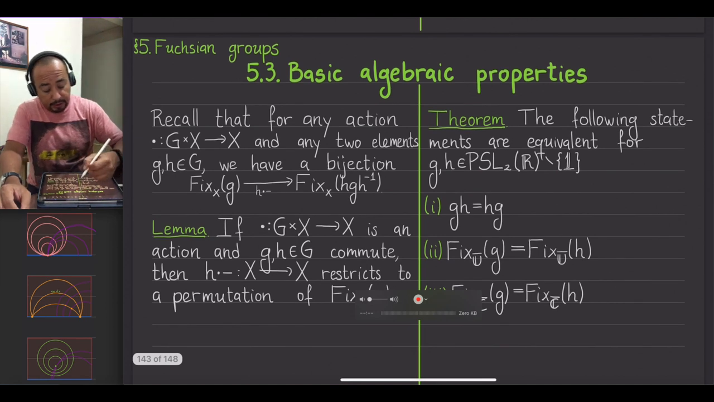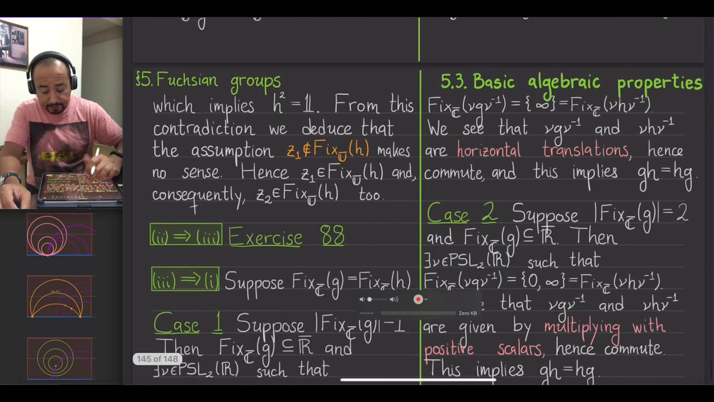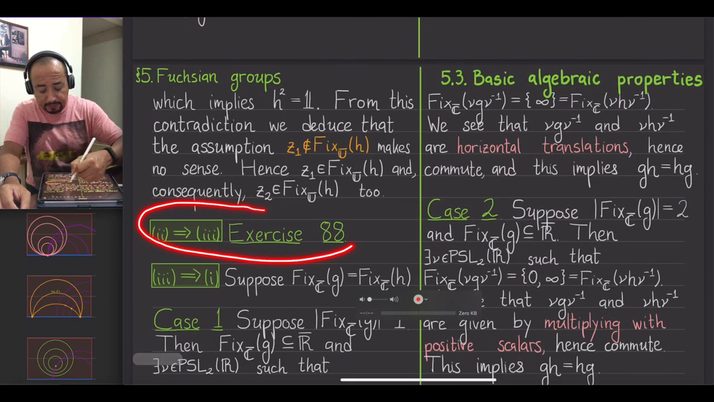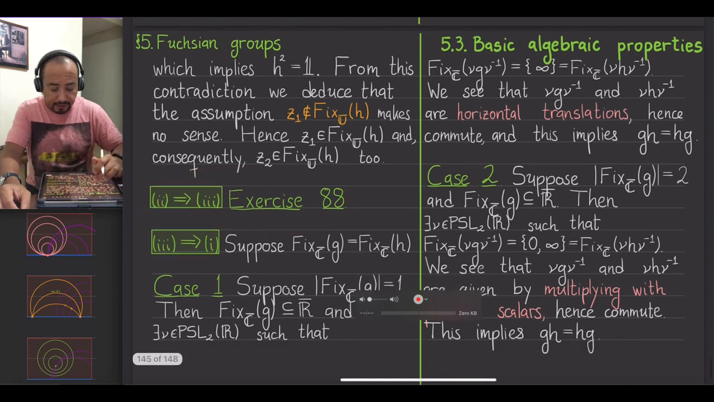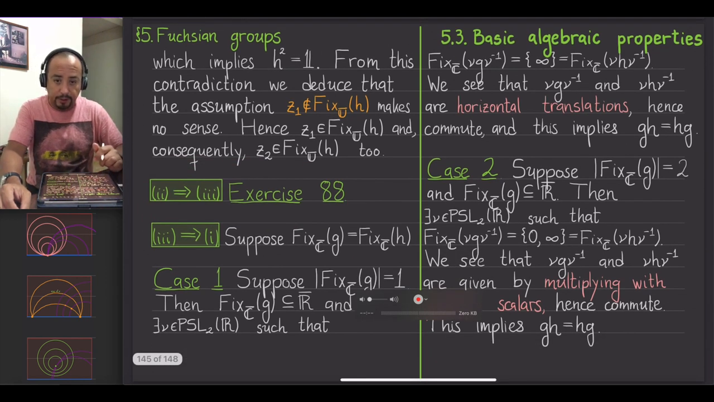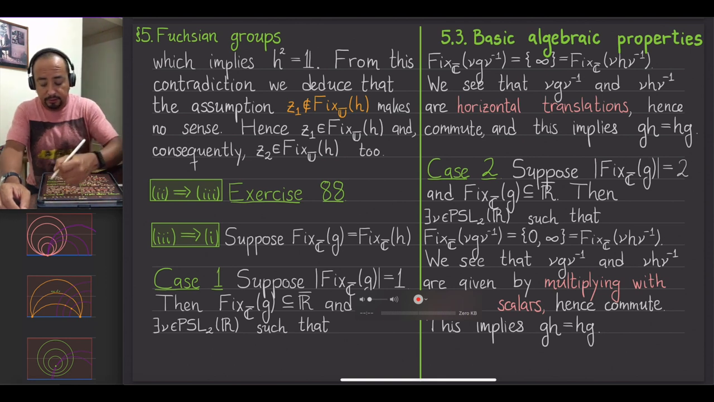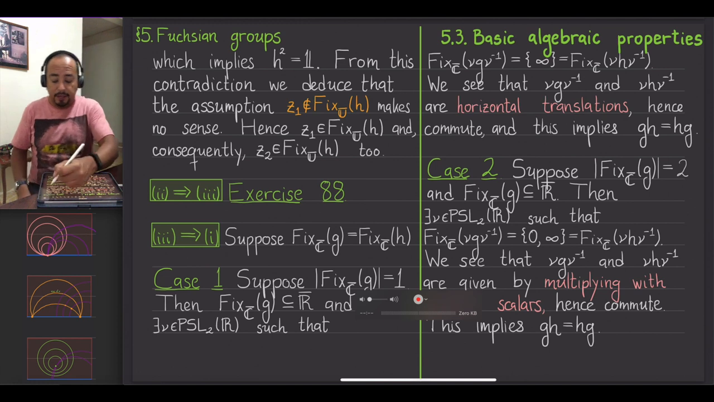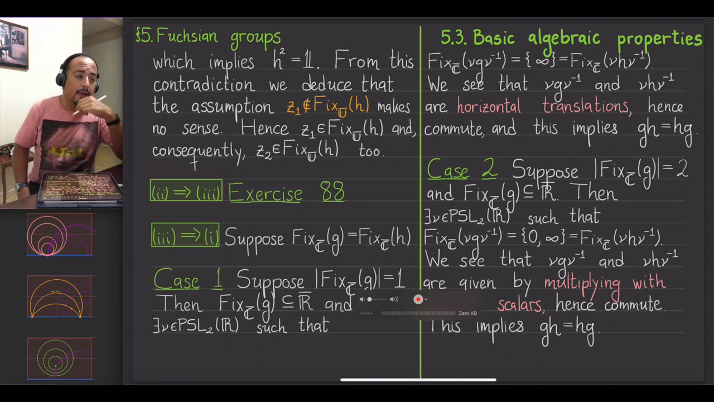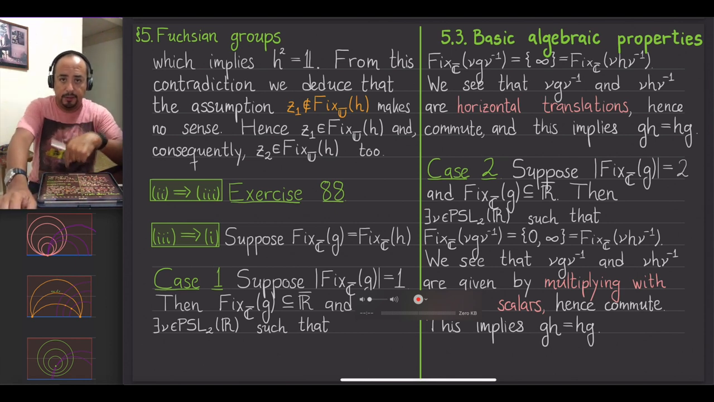Okay, now for 2 implies 3, I'm leaving it here as an exercise. It's an easy exercise. Let me just very briefly sketch or tell you why it is the case, why this happens. The reason is pretty much this picture that you are seeing beneath me.